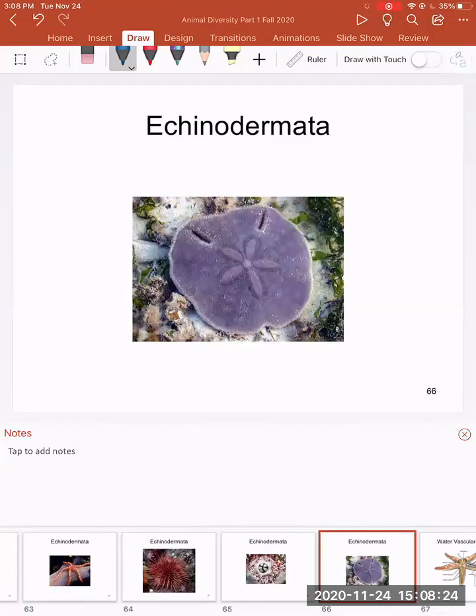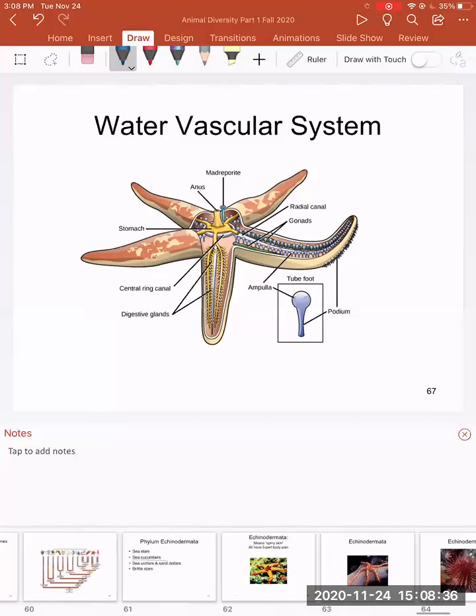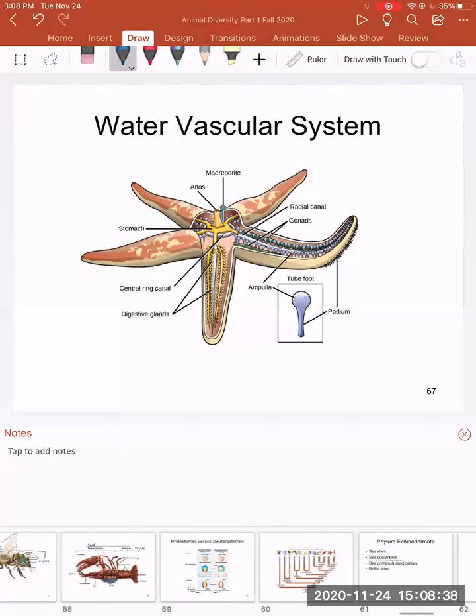Sand dollar, 1, 2, 3, 4, 5. And here's a picture of the water vascular system and the tube feet that fill with water for locomotion. I just want to tell you something else about the echinoderms though. Let's go back to this chart.